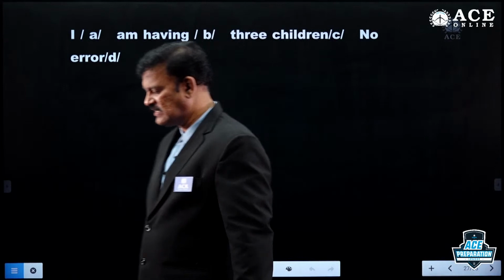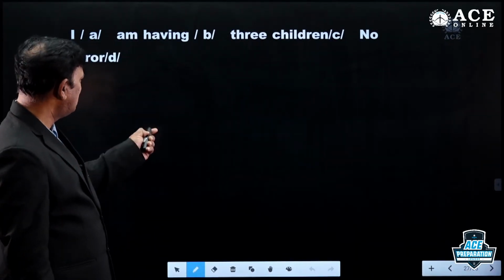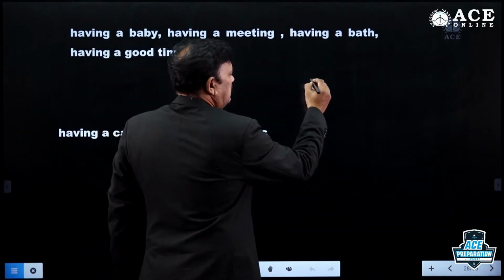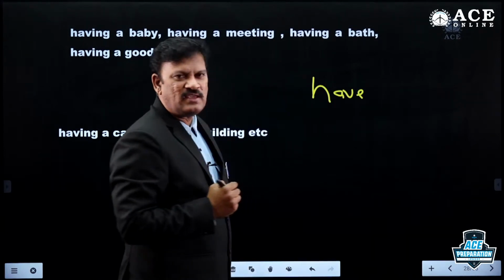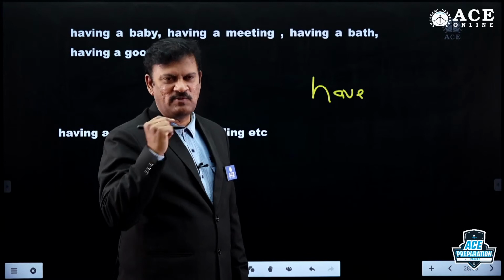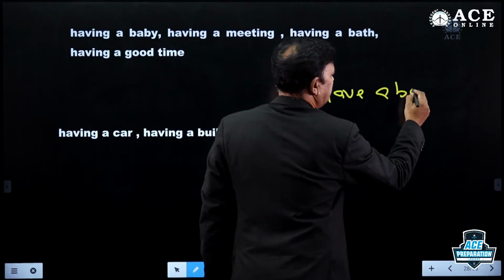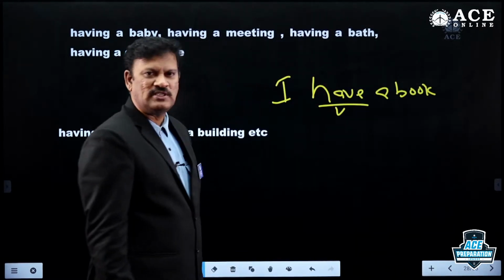Guys, this one is another verb form, frequently tested. Have. This can be a helping verb, this can be a main verb. First look at this, what is the helping verb and main verb? I have a book. This is a verb. It means have is used as a main verb.